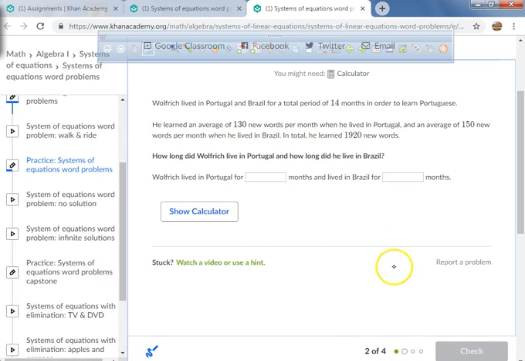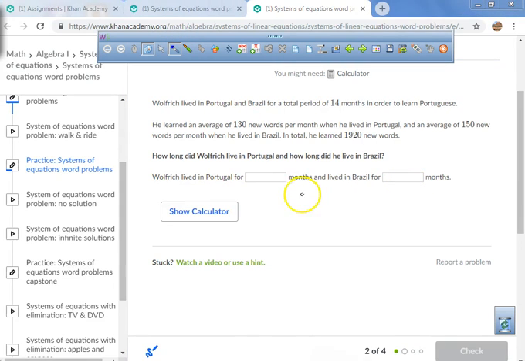Wolfert lived in Portugal and Brazil for a total period of 14 months in order to learn Portuguese. He learned an average of 130 new words per month when he lived in Portugal and an average of 150 new words per month when he lived in Brazil. In total, he learned a total of 1,920 new words. Wolfert lived in Portugal for how many months and how many months in Brazil?